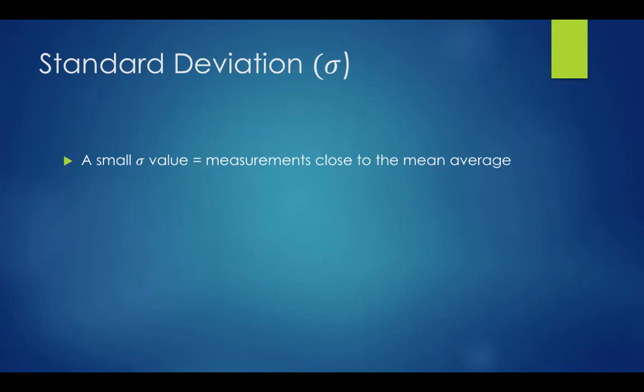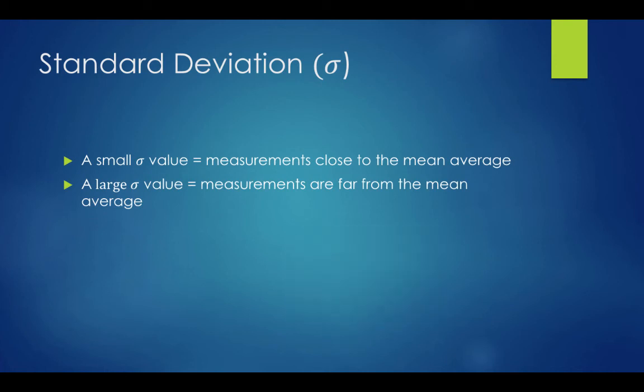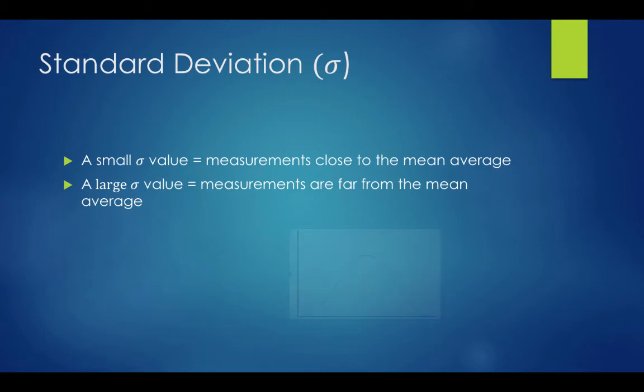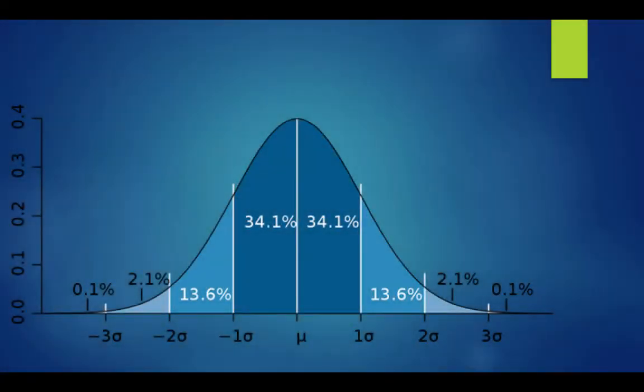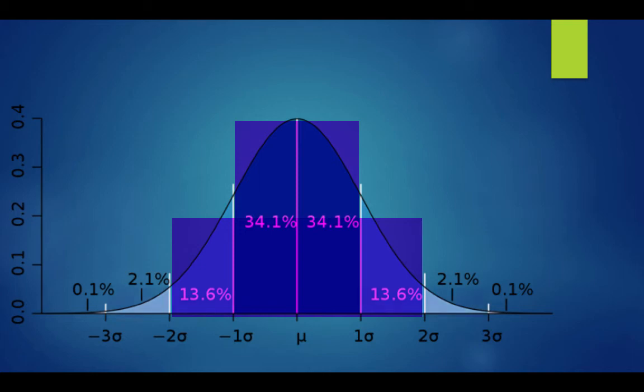A small standard deviation value means the measurements are close to the mean average, which is represented by a tight bell curve. A larger standard deviation value means the measurements are far from the mean average, which results in a wider bell curve. One standard deviation is where 68% of the data points are found. Two standard deviations is where 95% are found. This is where we get the term 19 times out of 20, while 3 standard deviations represent 99% of the data points. Looking at an ideal bell curve, you'll notice that within one standard deviation, roughly 68% of the data points lie within that area. 2 standard deviations account for roughly 95%, while 3 standard deviations account for over 99% of the data points.